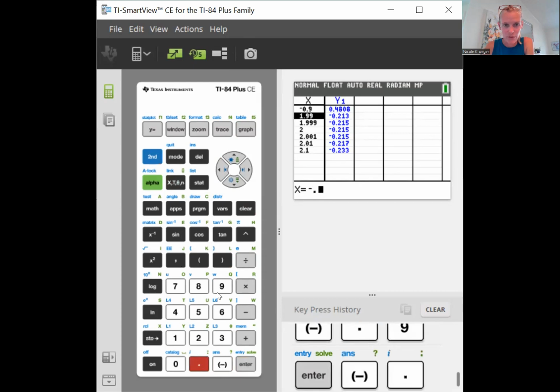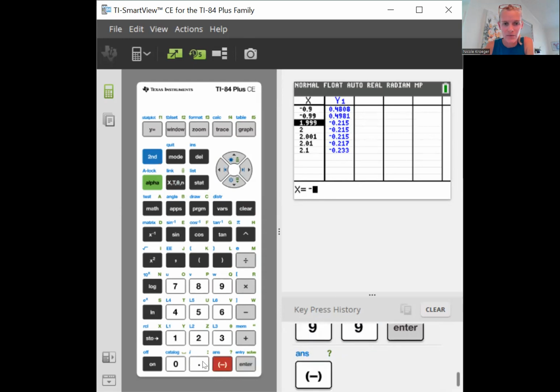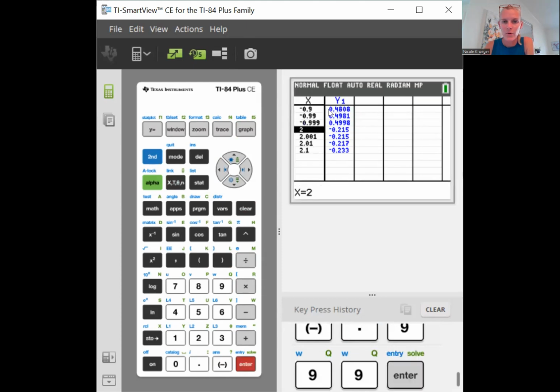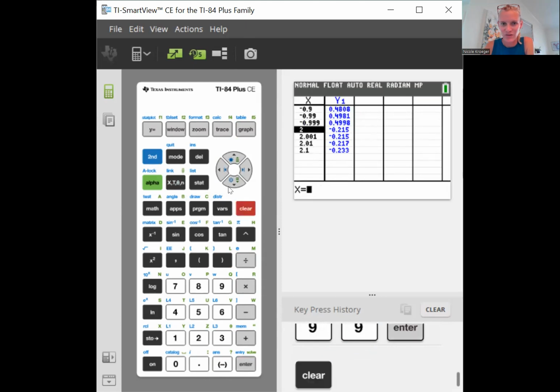I'm going to do -0.99 and then -0.999. Okay, and so we can forget the rest of this table. You could just clear those if you really want to, or delete them, I guess, if you really want to get rid of them, but you don't have to.